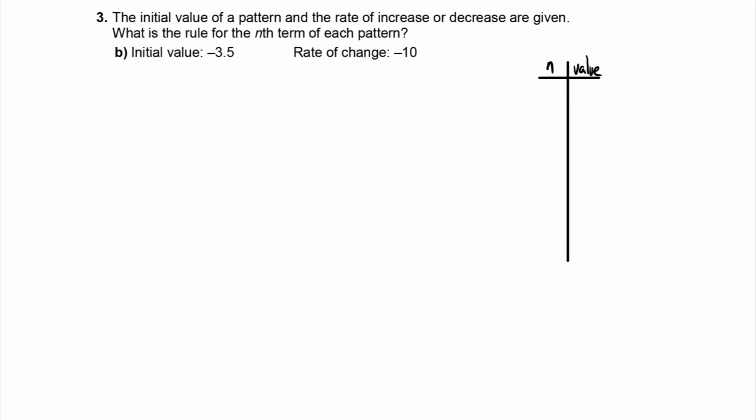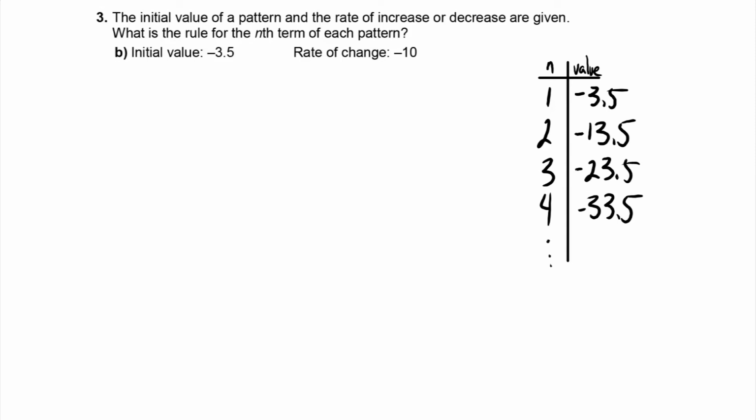Similar question now. This time we have an initial value of negative 3.5 and a rate of change that is also negative. So our n values are 1, 2, 3, 4. Those are always going to be numbers 1, 2, 3, 4, and so on, because they're just describing which term it is. It's always the first, the second, the third, and the fourth term. Our initial value is negative 3.5. The rate of change is negative 10, so if I'm subtracting 10 from that, negative 13.5, then negative 23.5, negative 33.5, and so on all the way down to n.